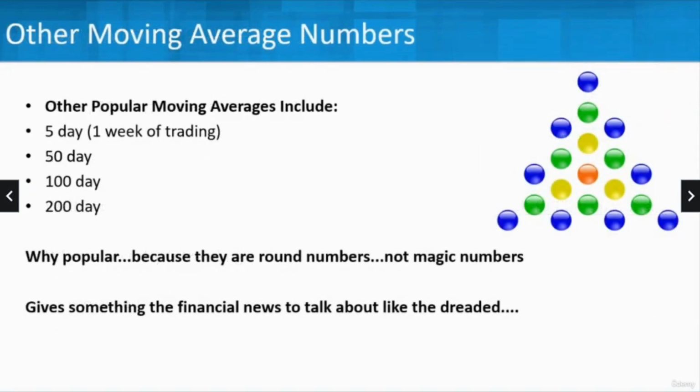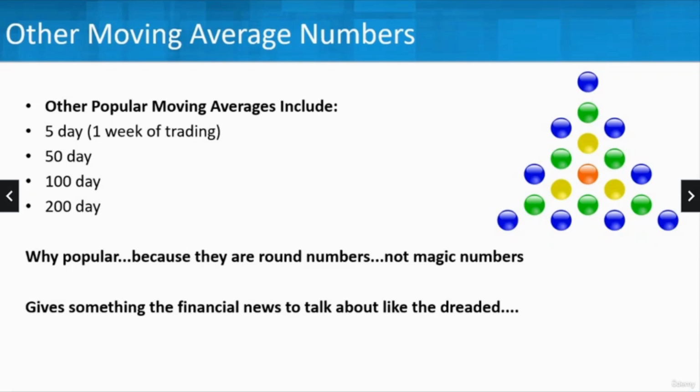Now there are other moving average numbers too. Other popular moving average numbers include a 5-day, which is like 1 week of trading, and 50-day, 100-day, and 200-day. Why are these popular? Well, they're popular because they're round numbers. They're not magic numbers in any respect. At least the 5-day, you could say, equals 1 trading week, but they're not magical in any manner. But it does give the financial news something to talk about.